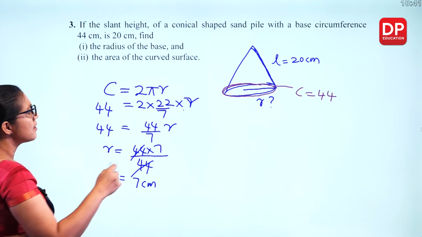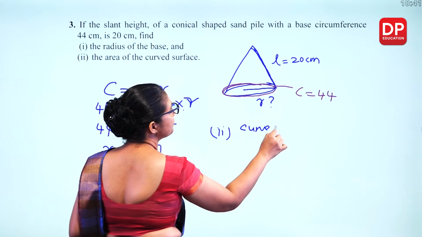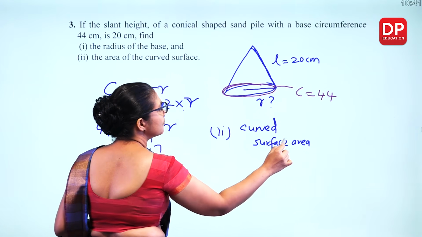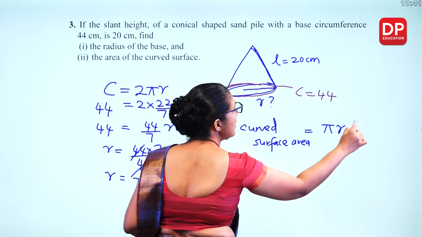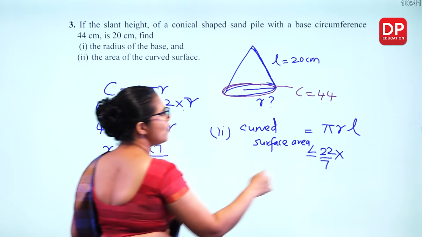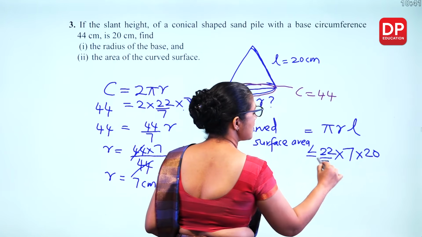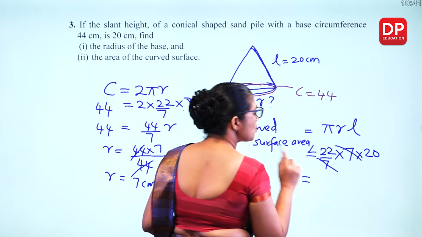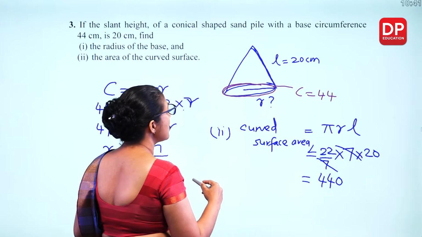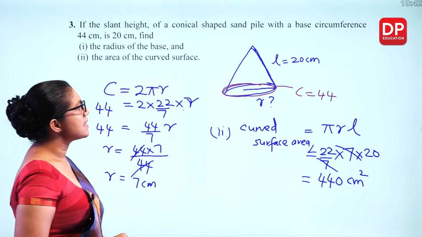Then the curved surface area is pi r L. Pi is 22/7. What's the radius value we found? That's 7. L is the slant length, that's given 20. So 7, 7 get cancelled out. 2 times 22 is 44 and then put a 0. So what's the area? 440 square centimeters.